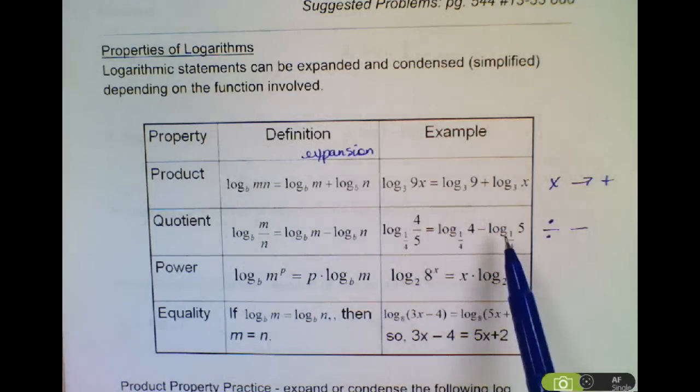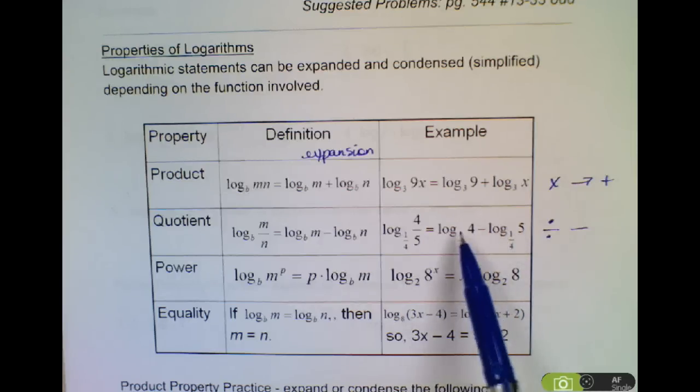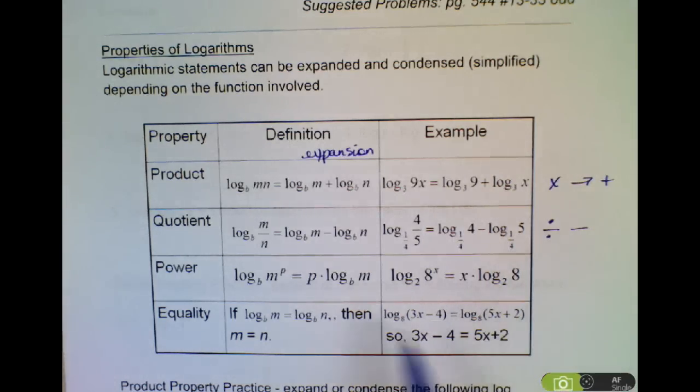Sometimes you're just going to simplify them, and you're not going to go any farther than this yet. We will get to a point where you can calculate this, but we're not there yet. Okay. The power property says that if you have log_b(m^p), that can be expanded to where you bring the p out to the front, and that now becomes a multiplier of your logarithm.